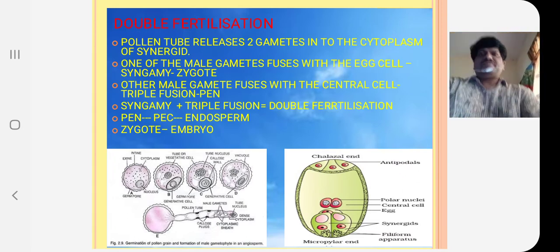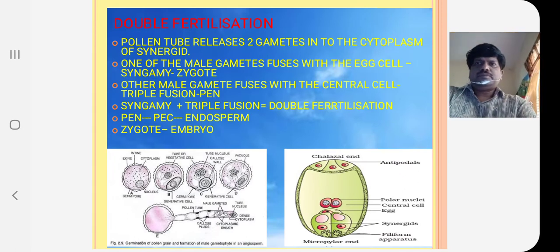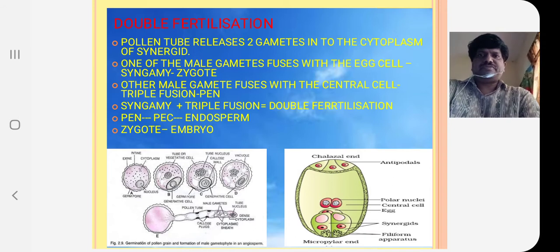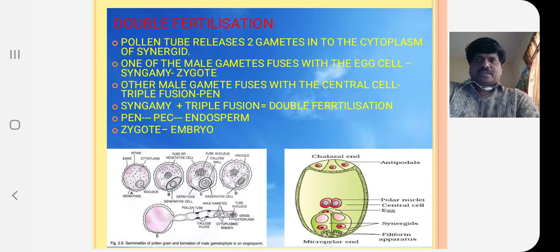So in case of double fertilization, fertilization is simply the fusion of the male gamete with the female gamete. In angiosperms, generally this is the major event that takes place. And here the fertilization will be of two different types. Under this double fertilization, it includes two events: one is syngamy, another one is triple fusion.